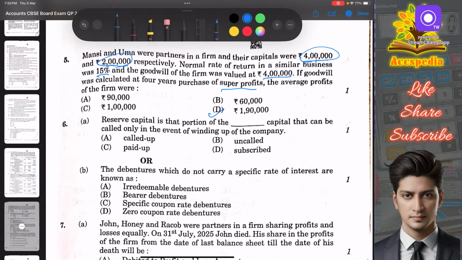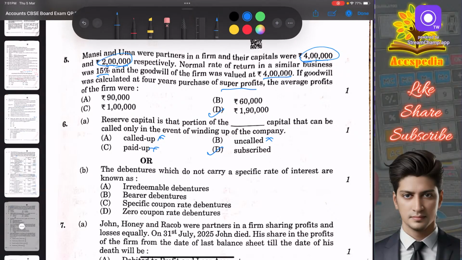Reserve capital is that portion of subscribed capital that can be called only in the event of winding up of the company. Yes, this is subscribed capital, not uncalled, not called up. It's an uncalled capital, part of subscribed capital which is not called. Okay, not called, so it's not paid up. Uncalled means simply kept as uncalled, not a reserve capital. So reserve capital is part of subscribed capital.